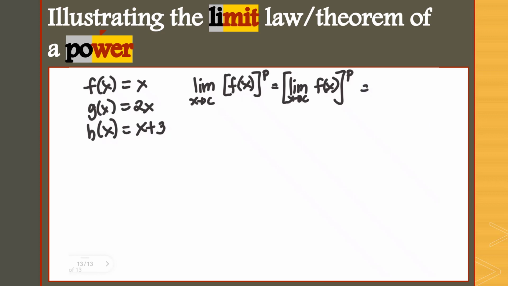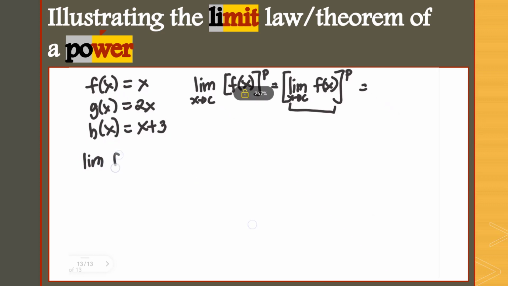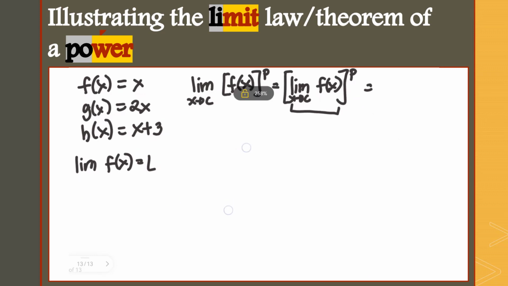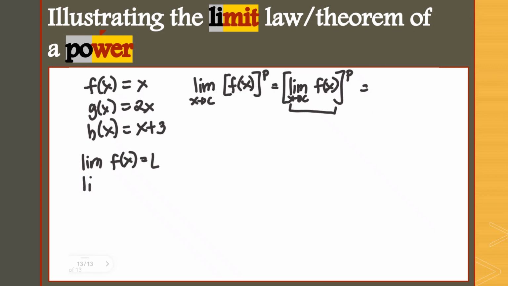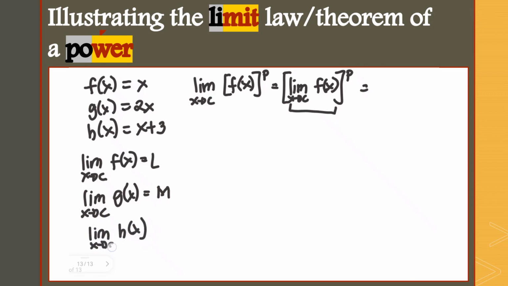Or at the same time, if we know already the value of the limit, let's say the limit of f of x is equal to L as x approaches c, and we have the limit of g of x is equal to m as x approaches c, and the limit of h of x as x approaches c is equal to n. If we know the limit of f of x, we simply have L to the power of p.